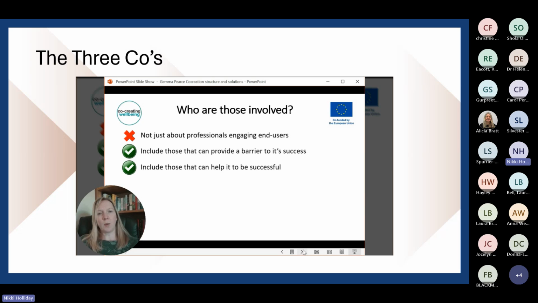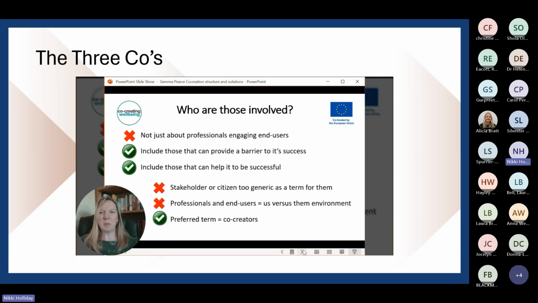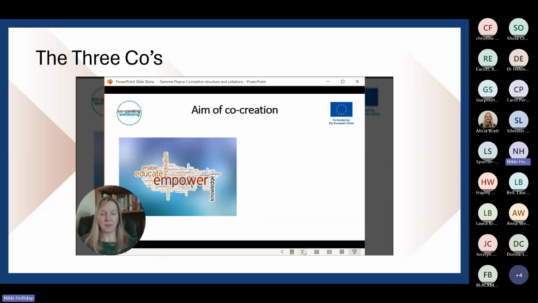In terms of who was involved, the first thing was that it's not just about professionals and end users, because that's very us versus them. So it's more than that. It's anyone that could be involved and create a barrier or a success for it moving forward. So that could involve a commissioner or a service deliverer or the management. And people didn't like the terms stakeholders, citizens, or people because they're too generic. Who are they? And so actually they said we prefer the term co-creators.